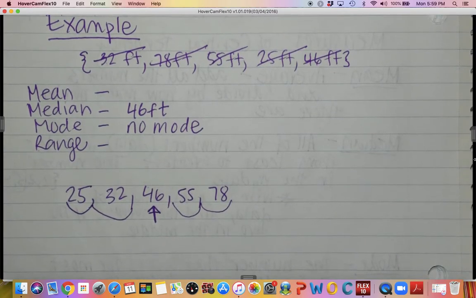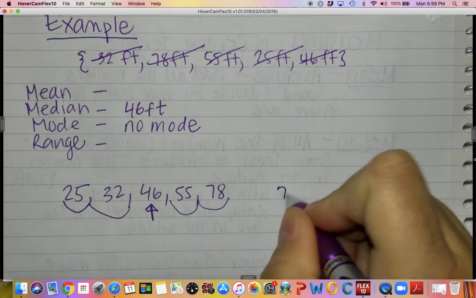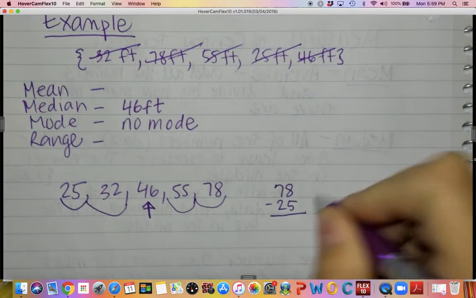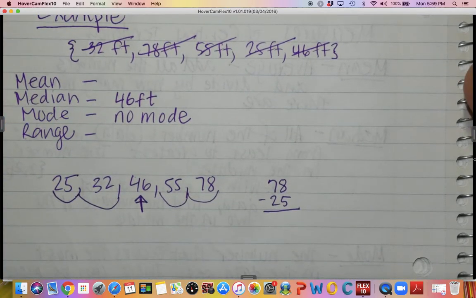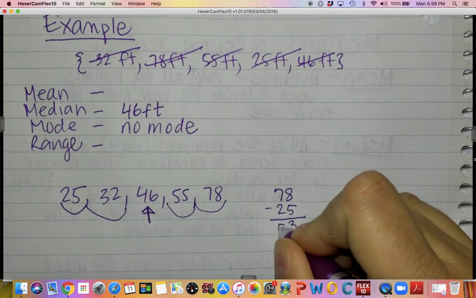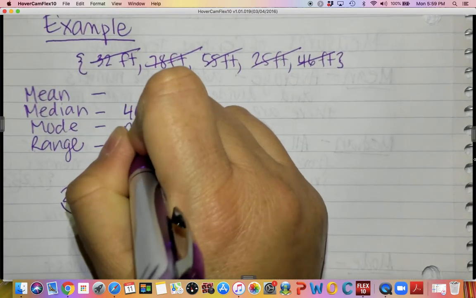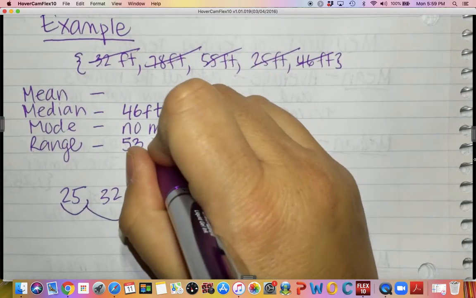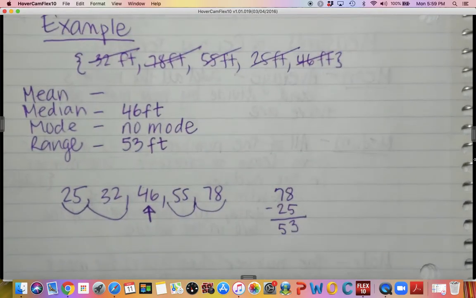The last one that I can look at very easily right now without much calculating is the range. And the range is taking the largest number and subtracting the smallest number, and that tells me how many spots are in between each piece of data. So there's 53 numbers that happen in between 25 and 78, which means there's a pretty big span between these numbers. And I'm going to write 53 feet because I forgot we're talking about feet.